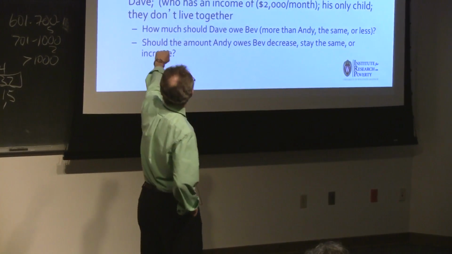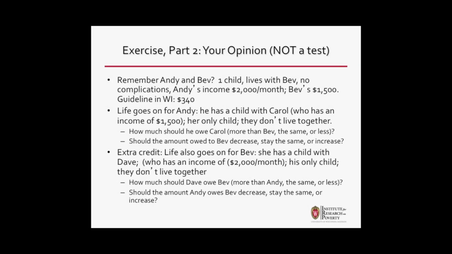This is what should happen: he should owe a total of 25% because there's 2 kids, and then we should divide that equally. So yes, the amount he owes Carol should be the same as what he owes Bev, but the amount owed to Bev should decrease.